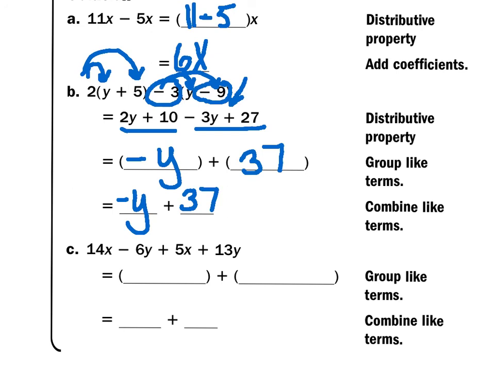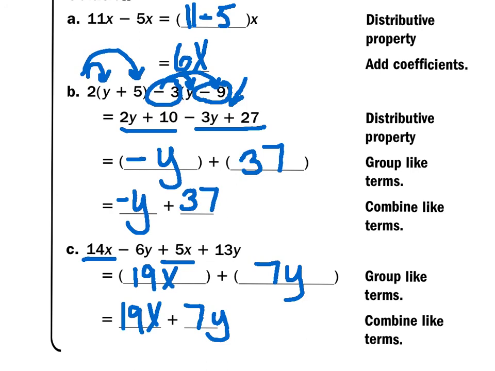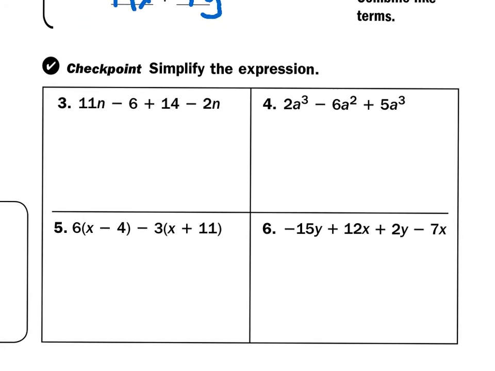On C, where are my like terms? I have 14x, and then I have plus 5x. That would be 19x. And then I have negative 6y plus 13y, and that would be 7y. So 19x plus 7y. Checkpoint. Go ahead and do these 4. These are pretty important in algebra, so spend a couple minutes and check over your answer. And that's the end of this video.